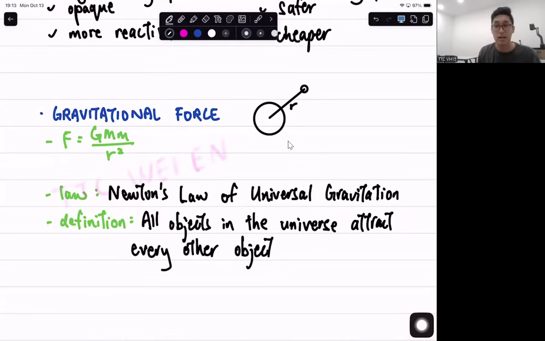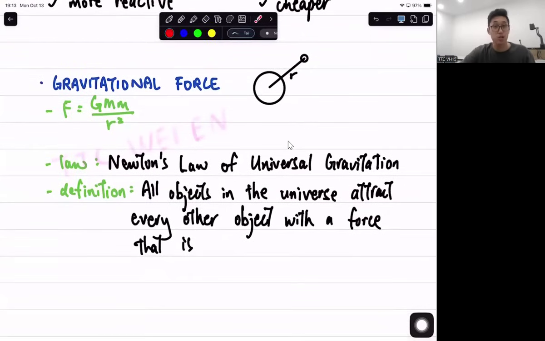Okay, it attracts every other object. Now, you haven't mentioned the formula yet. So how much is the attraction force? You say, with a force that is... okay, so now we see the G never changed. It's a constant, so we don't care about the G. Let's look at the mass. I take one mass and another mass and I multiply them together. So we can say product of mass. If this product of mass increases, the force will also increase. You put in the numbers, you will know.